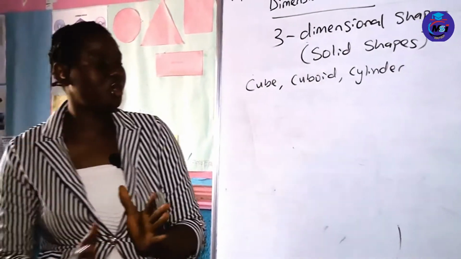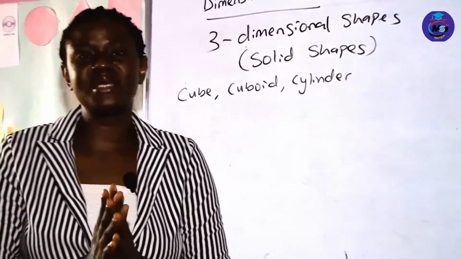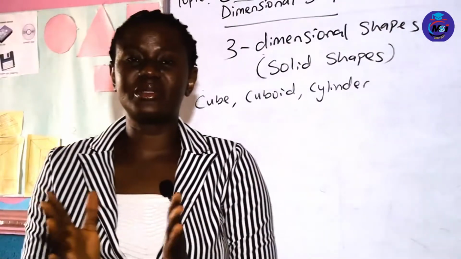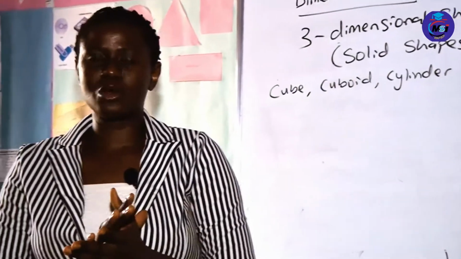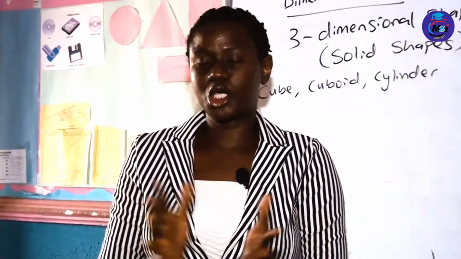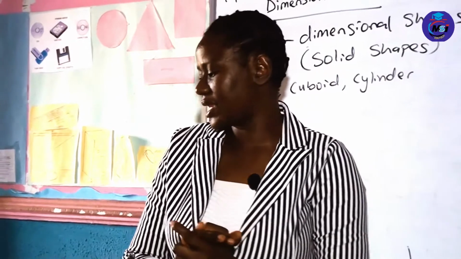Now for a cuboid, the basic shape for a cuboid is a rectangle. Now we'll be needing different types of rectangle to get a cuboid. I did something like this.